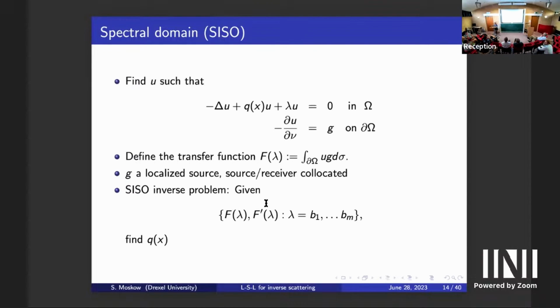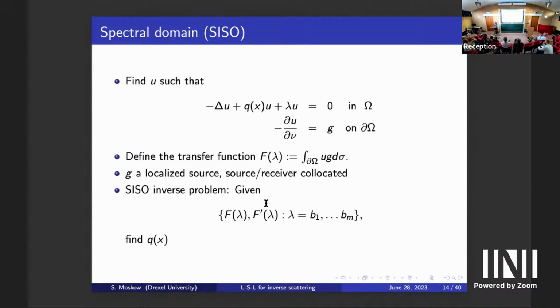Sorry, can I make sure I understand this problem? So you're really only measuring diagonal elements of the matrix of the nonlinear map, right? You take G and you map it to the data. Right, so this is the problem with source and receiver co-located, so actually, yes, that's exactly what it is, except I'm not varying G here, I'm varying lambda. So I'm not looking at the whole map, I'm just taking this one. I'm just varying lambda for this one source.